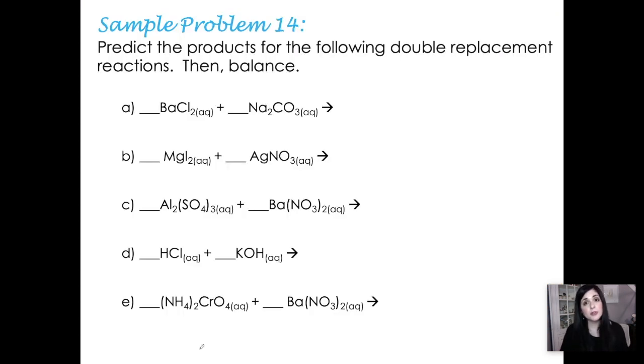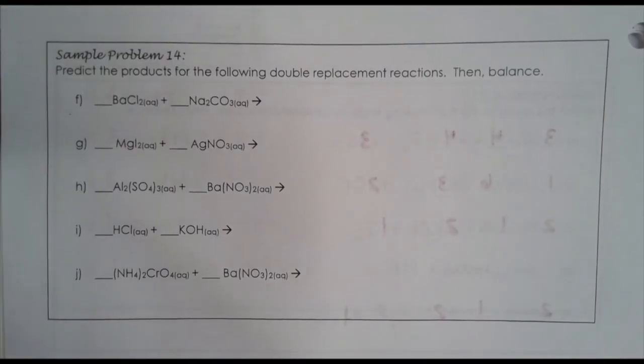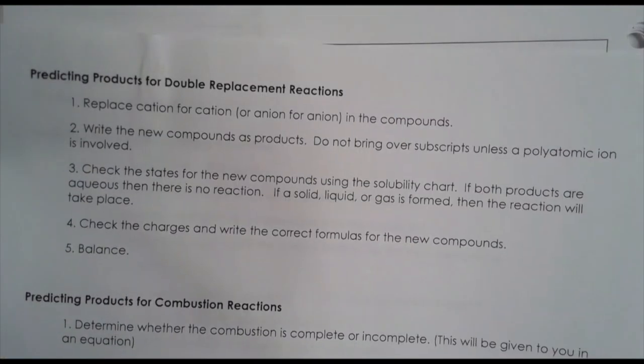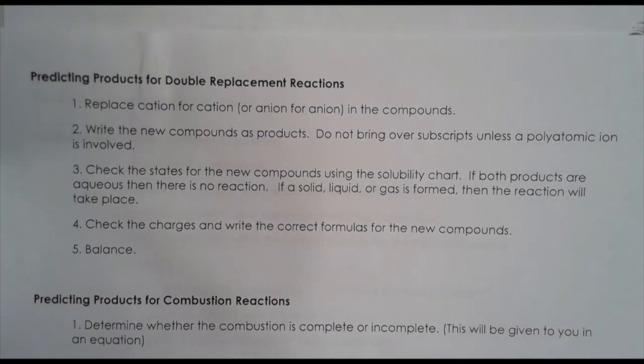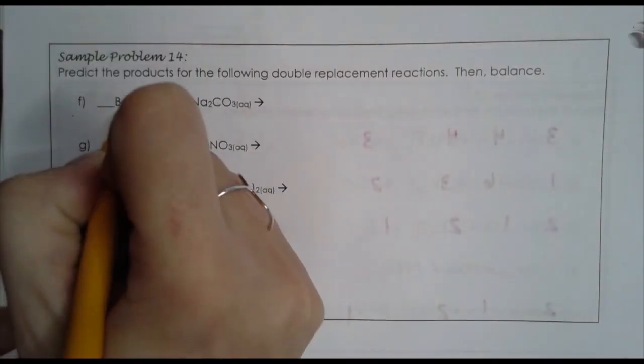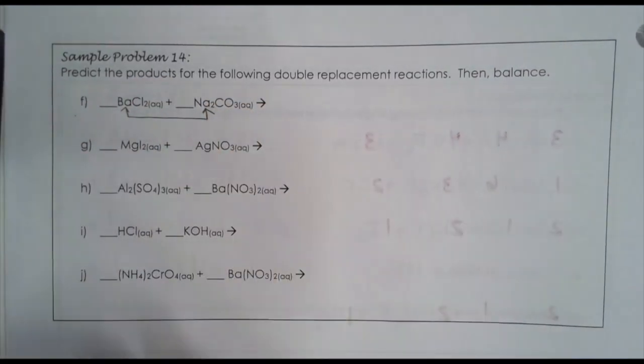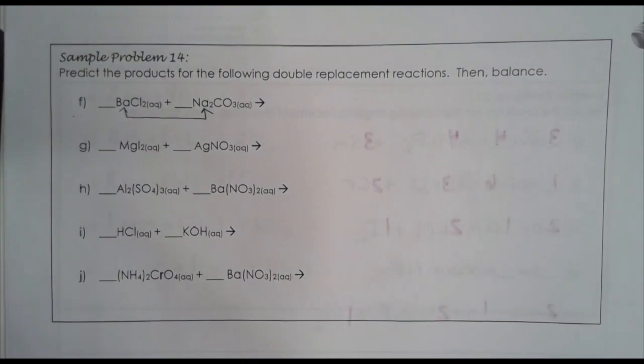Let's do sample problem 14. Almost done. So sample problem 14, predict the products for the following double replacement reactions, and then we'll balance. So just like before, let's use our cheat sheet here for how to predict the products. So step 1, replace cation for cation or anion for anion in the compounds. So I usually like to switch cation for cation, and I say that, but I'll probably switch anion for anion in the next one. So it doesn't matter.